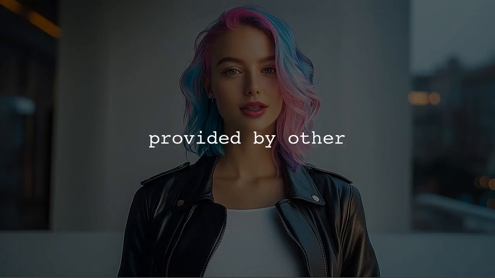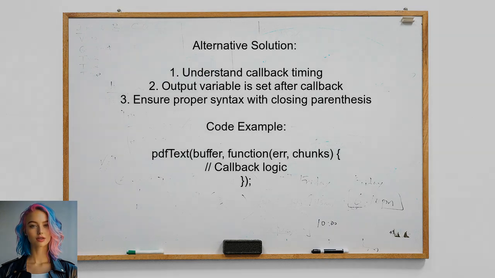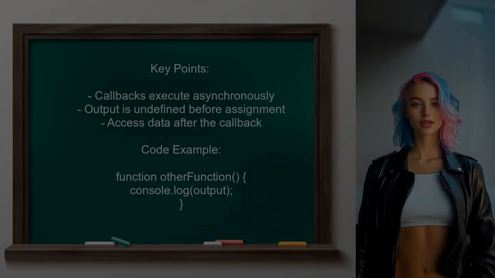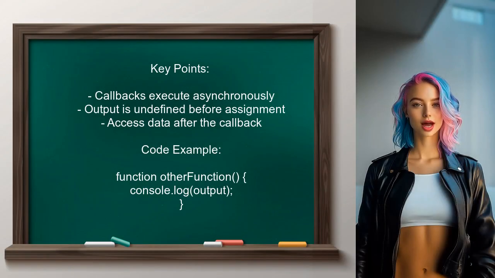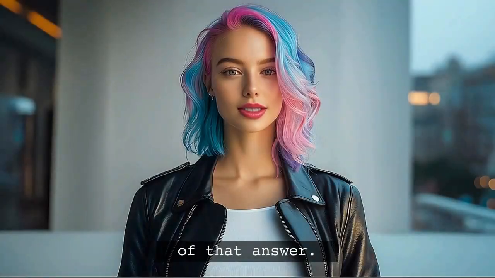Now, let's look at the answers provided by other users. This user points out that the output variable will only contain the chunks data after the callback function is executed. They also highlight the need to properly close the callback function with a parenthesis. They demonstrate this by showing that calling another function before the callback sets the output to undefined, while calling it after the output is assigned shows the chunk's content. That's the end of that answer.